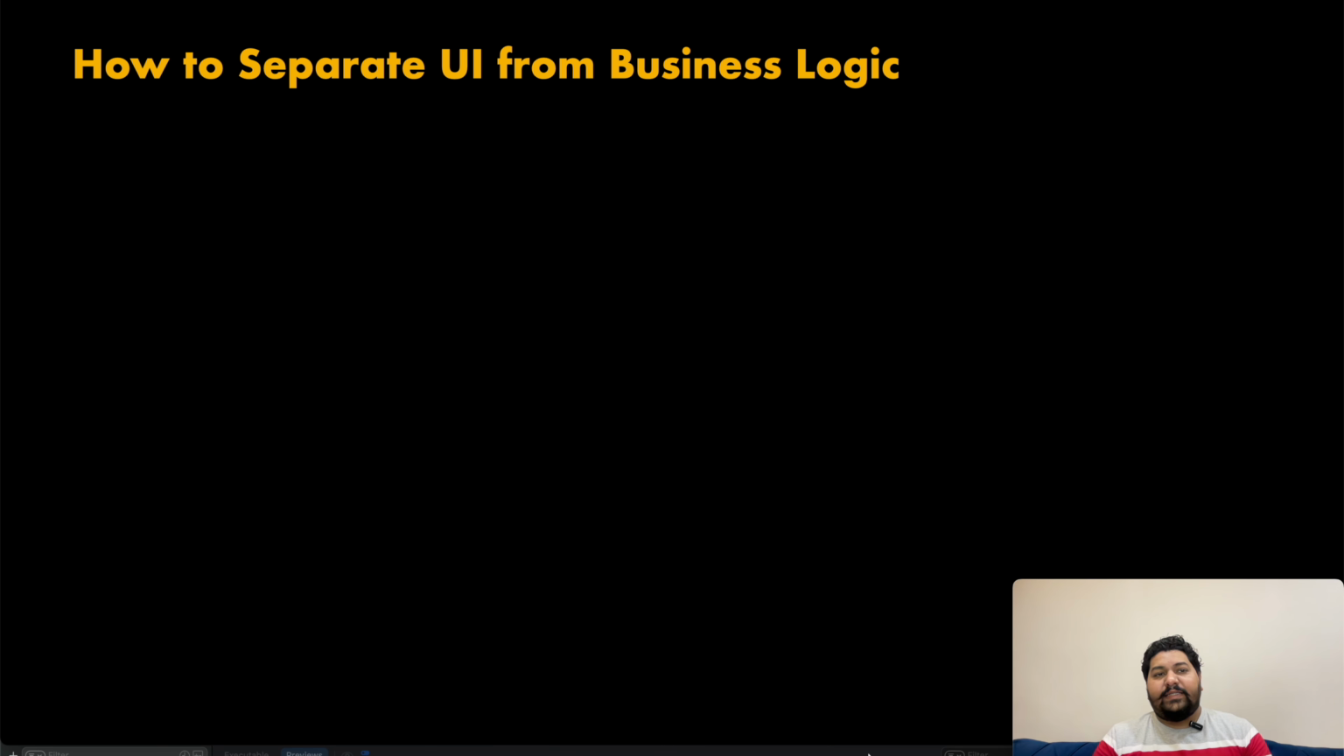So now we will understand how to separate UI from the business logic. It's a very simple and very important point for the entire MVVM architecture, because this is the key point where people get stuck when explaining how to separate UI from the business logic. So let's understand how it can help us.